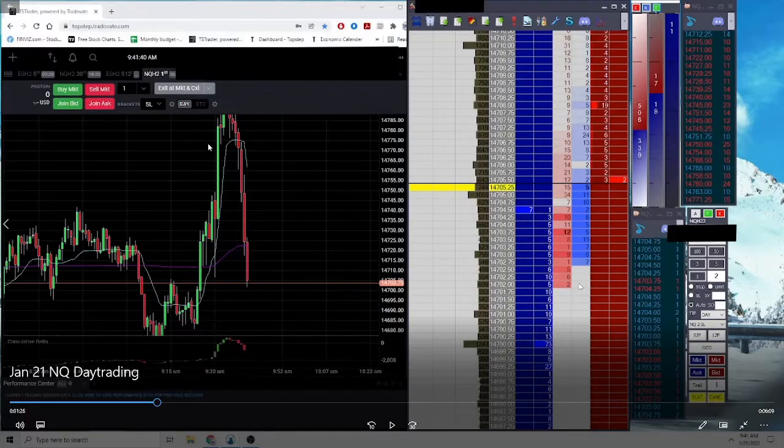So now we're back kind of where we opened. Pretty much exactly where we opened. A little bit below it, below VWAP. I'm looking for a bounce here. I don't want to chase this.